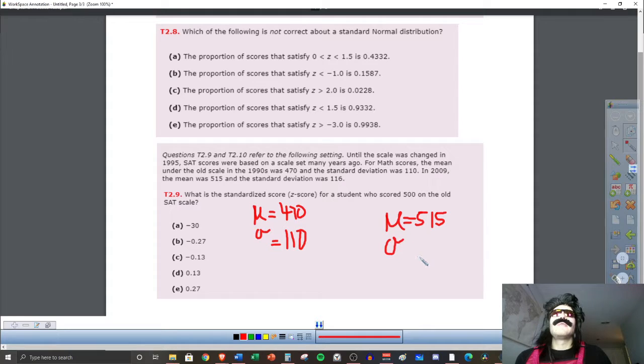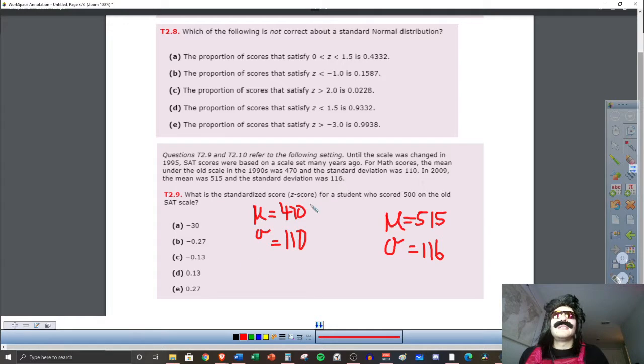And the standard deviation was 116. All right, so now what we want to do, it says, what is the standardized score for a student who scored 500 on the old scale? So we're interested in this old scale here. This is the 90s here.